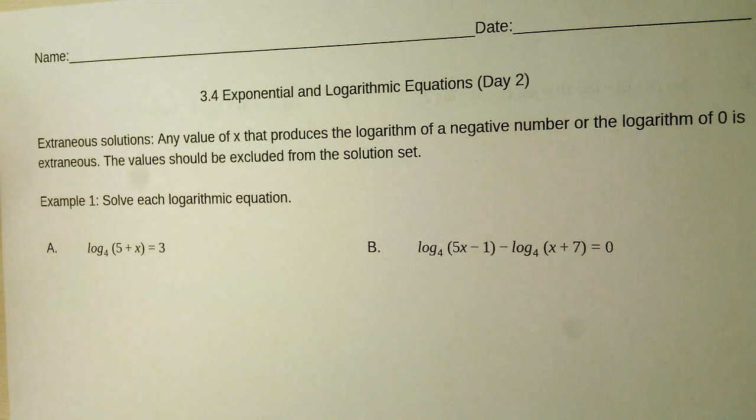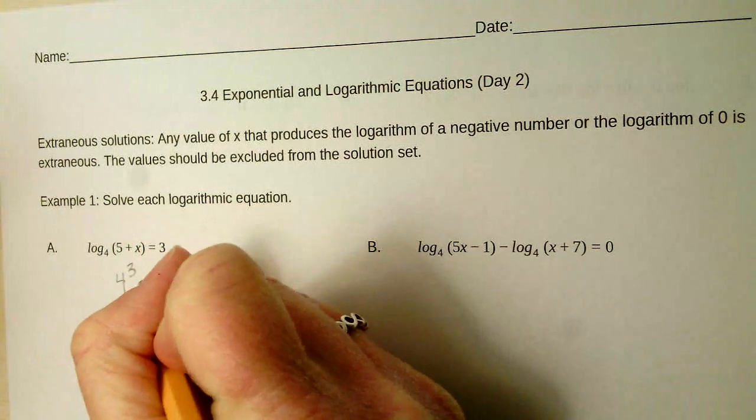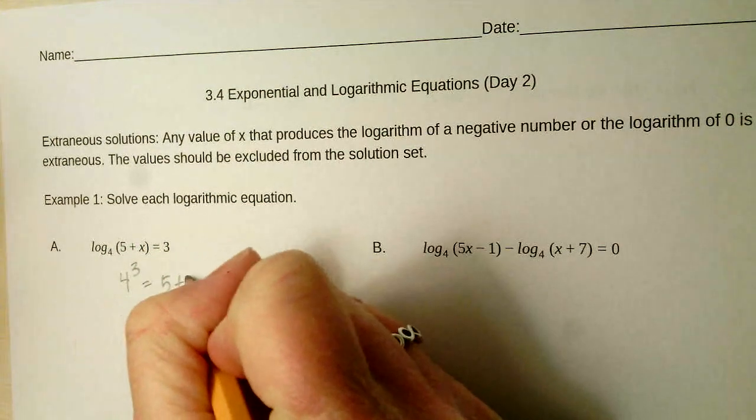Okay, so for our first example, we have the log base 4 of the argument 5 plus x equals 3. To solve this, we are going to use the definition of a logarithm. 4 to the 3rd power equals 5 plus x.